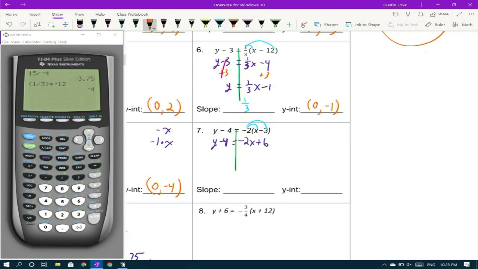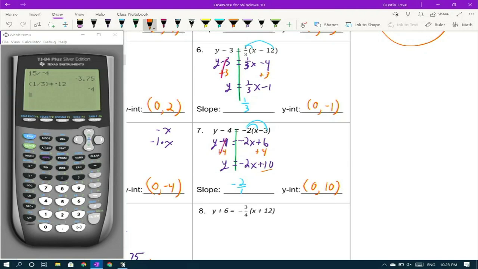Now, let's go ahead and add 4 to both sides. Those are going to go away, leaving me with y equals negative 2x. 6 plus 4 is positive 10. Slope now is the number in front of x, the coefficient of x, negative 2/1. Y-intercept, (0, 10), pulling that value off.